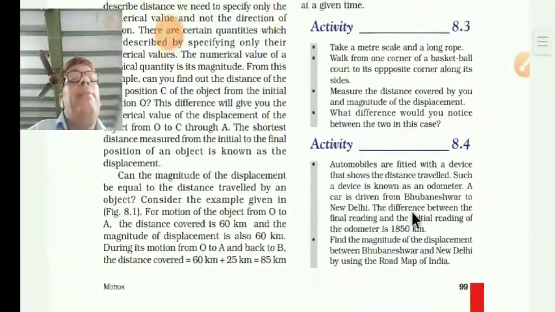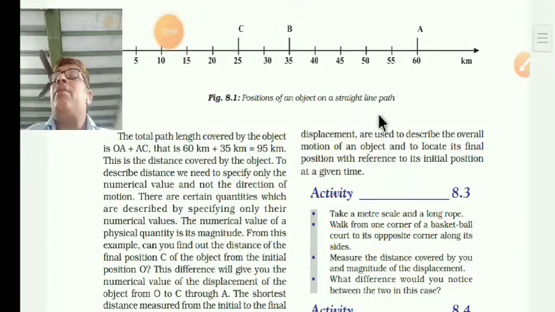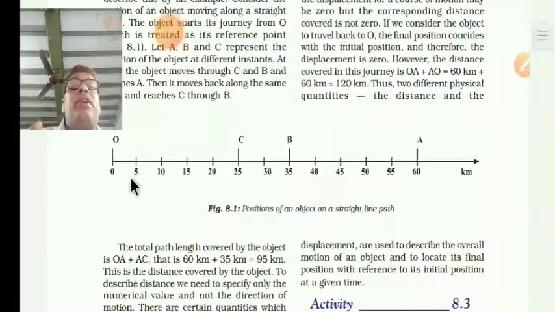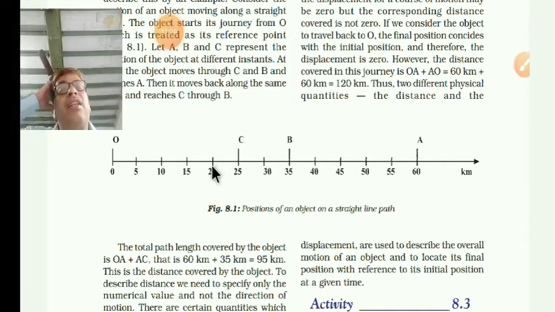Okay. So now, we'll see the definition of distance. What do you mean by distance? The actual path length traveled by an object is called distance. The actual path covered, the length. So that is called distance. It is a scalar quantity and its SI unit is meter. And it is always positive and cannot be 0. Okay, this is about distance.